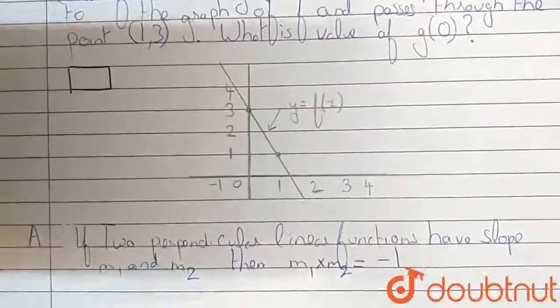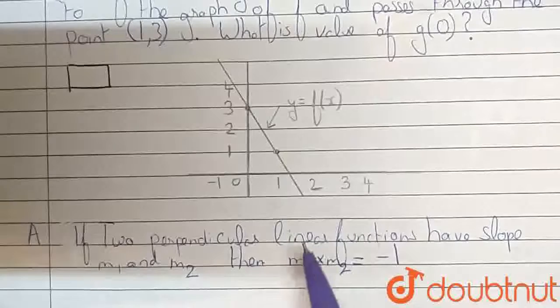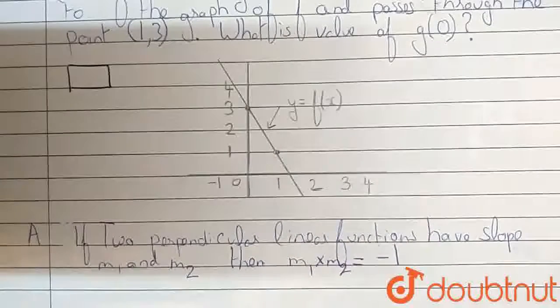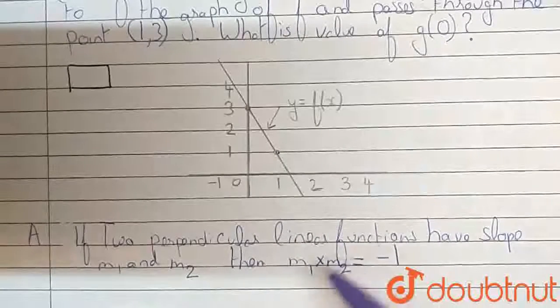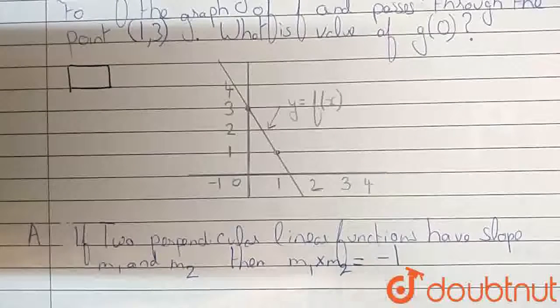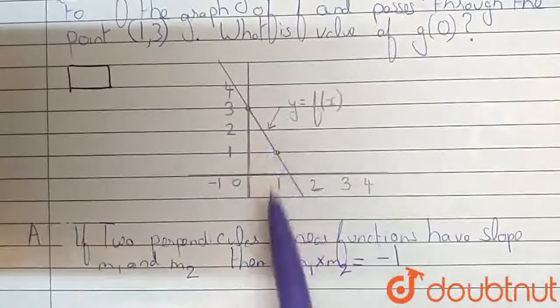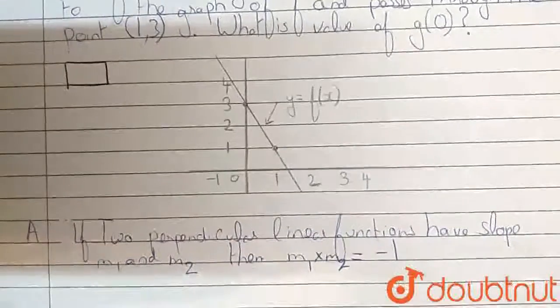So if we can find the slope of f(x) using this graph, we can find the slope of g(x), which can help us determine the function g(x), and hence we can get g(0). So firstly, we must find the slope of this f(x).